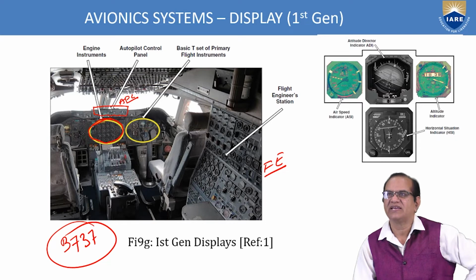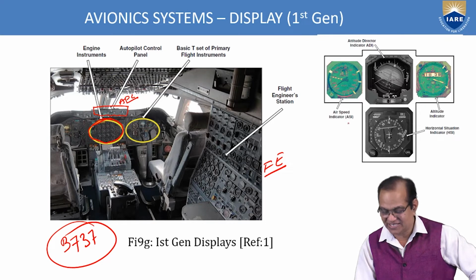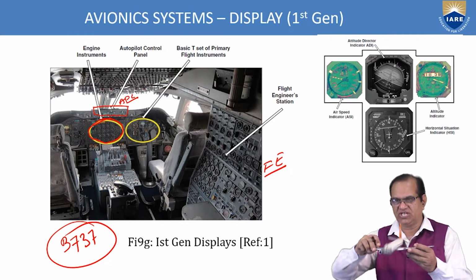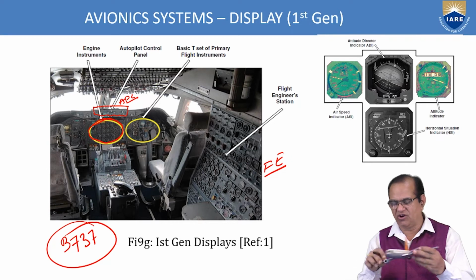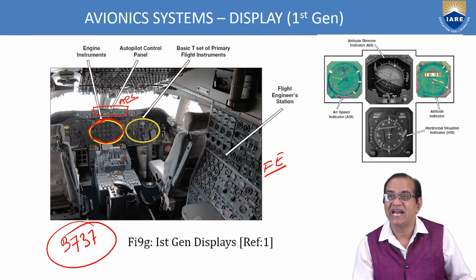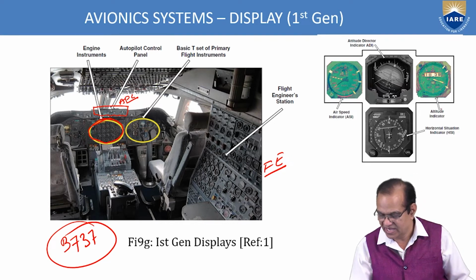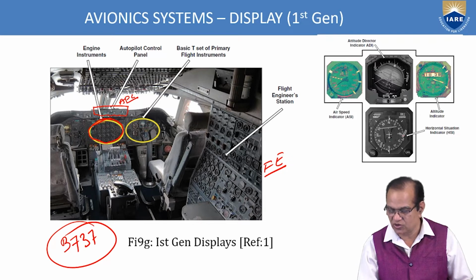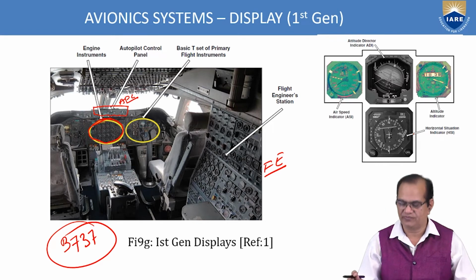If you see here, the airspeed indicator is called ASI. Attitude indicator, your attitude of the aircraft means rolling, pitching, yawing. All this is called attitude of the aircraft. Attitude indicator is here, and this is the horizontal situation indicator, HSI. So this HSI is also used in this generation of the aircraft.